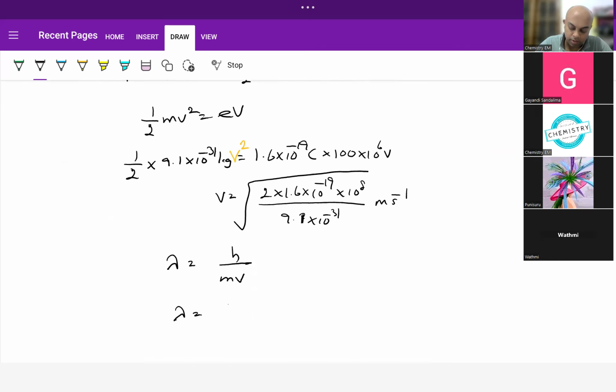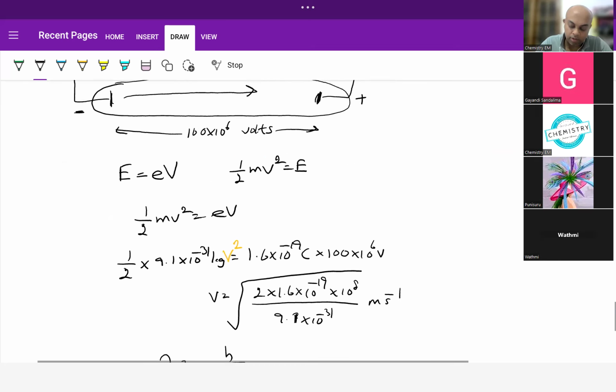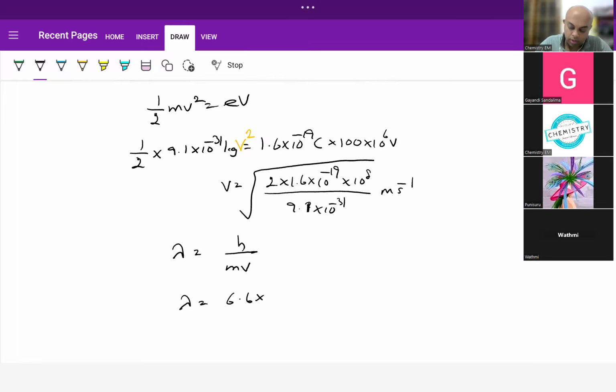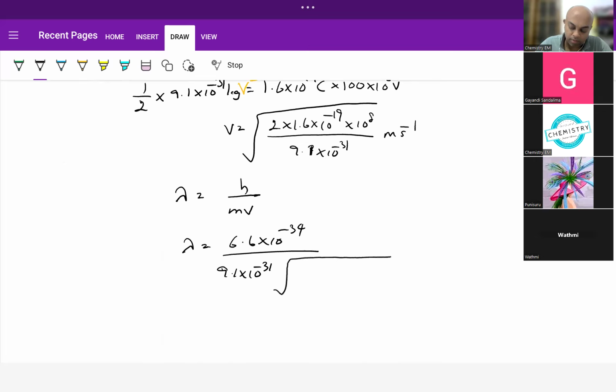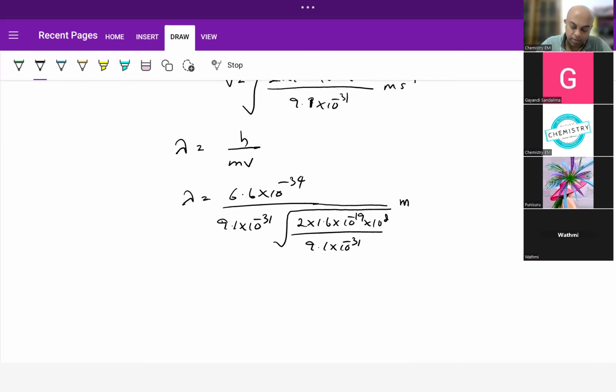So this is 6.6 into 10 to the power minus 34 divided by the mass, 9.1 into 10 to the power minus 31, and the velocity we have calculated: root of 2 into 1.6 into 10 to the power minus 19 into 10 to the power 8, divided by 9.1 into 10 to the power minus 31. You will get the answer in meters.